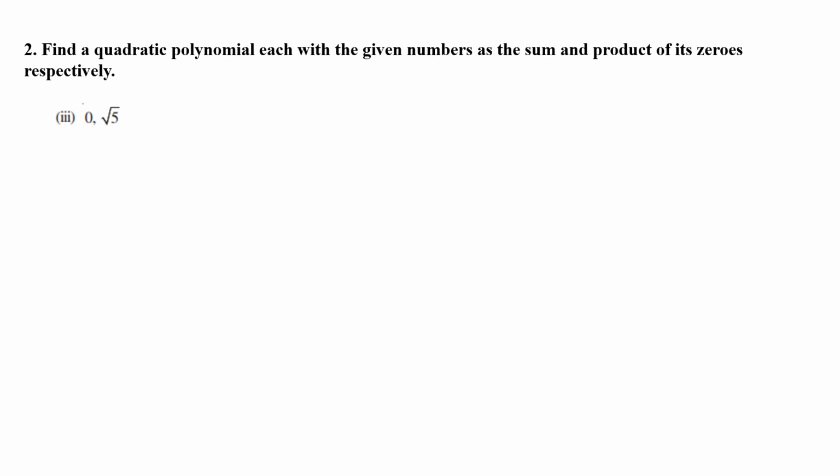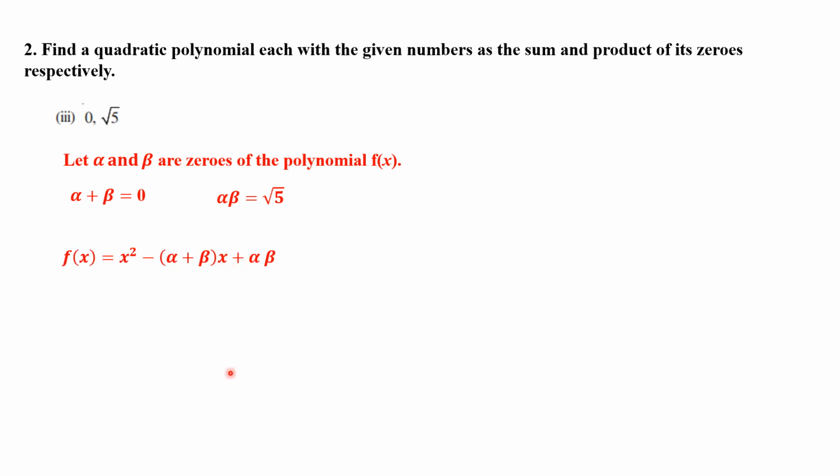Now here sum of the zeros are given as 0 and product of the zeros are given as root 5. So again I am going to assume let alpha and beta be the zeros of the polynomial. So sum of the zeros are 0 and product of the zeros are root 5, isn't it? Sum of zeros means alpha plus beta. Product of zeros means alpha into beta. And let's form a quadratic polynomial.